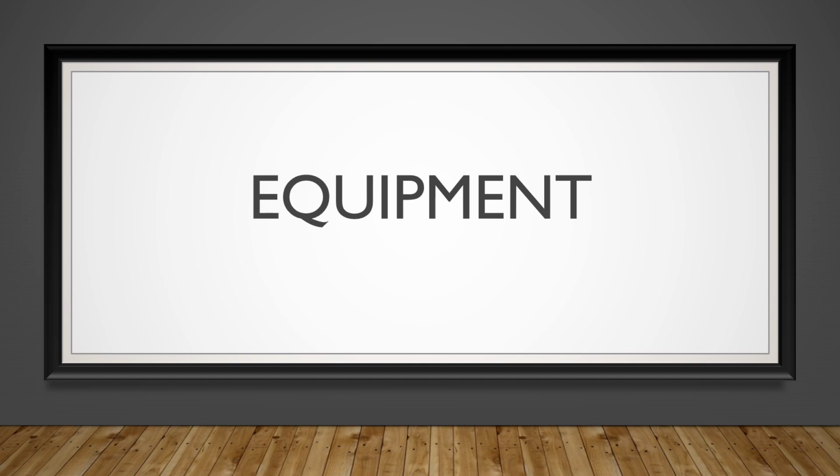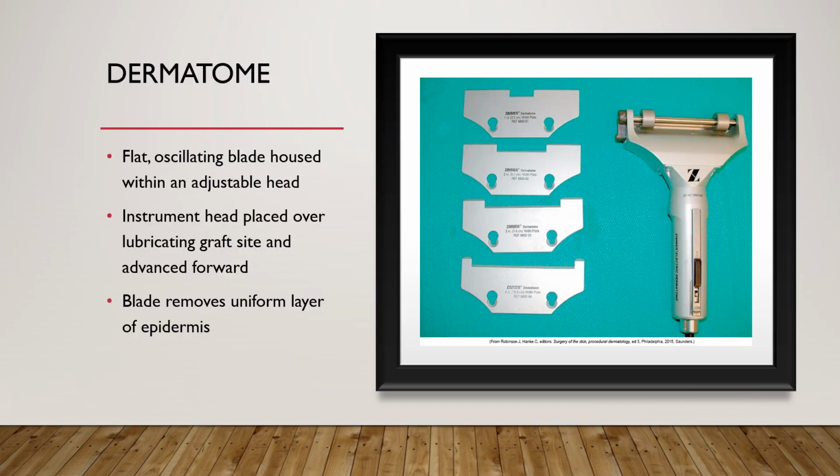Right, moving on to just a little bit about equipment that is used in plastic surgery. The first is the dermatome, which you should be relatively familiar with as you did your activity earlier in the class. These consist of a flat oscillating blade that is housed within an adjustable head. The instrument's placed over the lubricated graft site and advanced forward, and then that blade, as it's advanced, is going to remove a uniform layer of that epidermis.